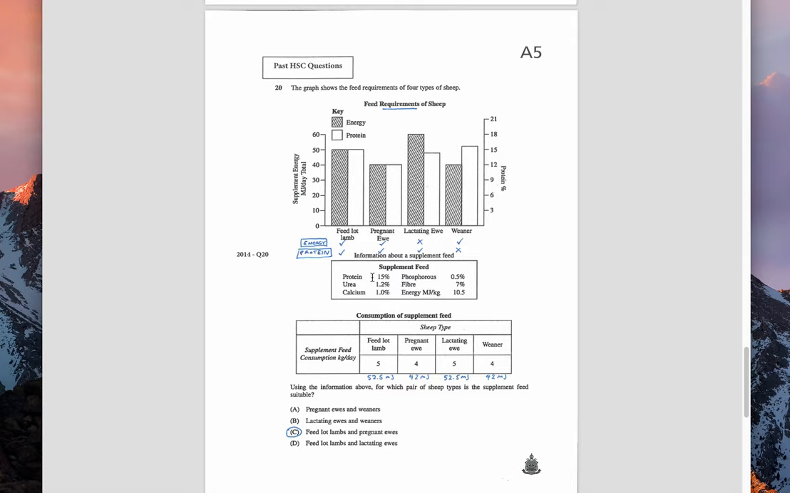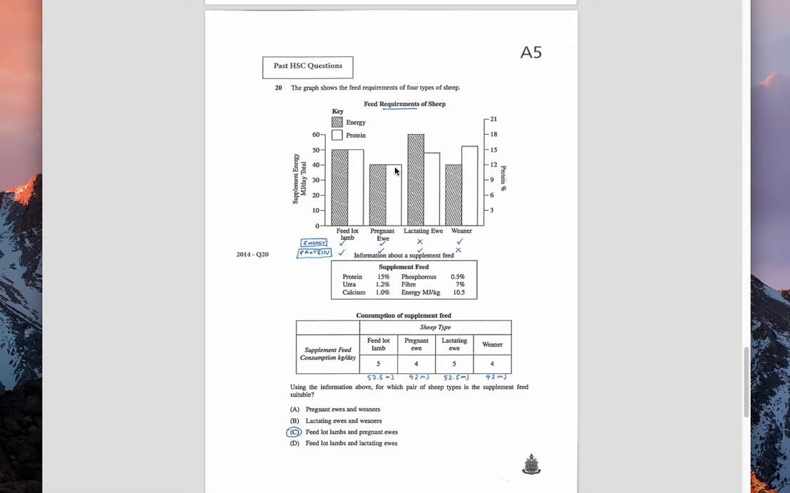Moving on to protein. Protein, we don't need to worry about this table because it's a percentage. It's not an amount, it's a percentage. So it's 15% of this feed is protein. We have to use this side for protein. So we can see here that the feedlot lamb requires 15%. So that's a tick. It will have enough protein.